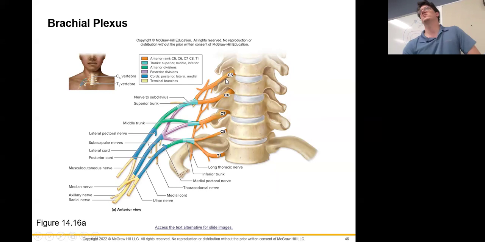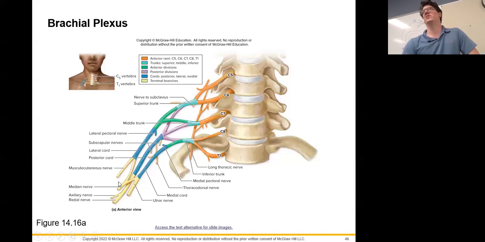Okay, so C5 is where we're going to start the brachial plexus. Okay, so brachial plexus means that we're going to be feeding our arms. So we can see C5, C6, C7, C8, and even T1 all coming together to form this big network, thus a plexus, and they're all leading towards the arms.